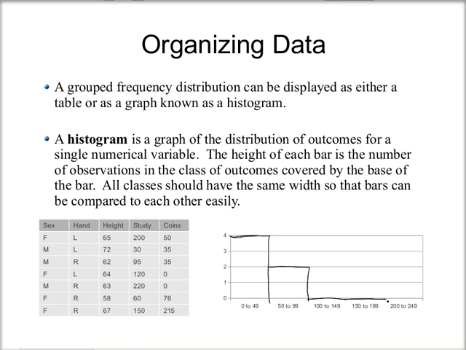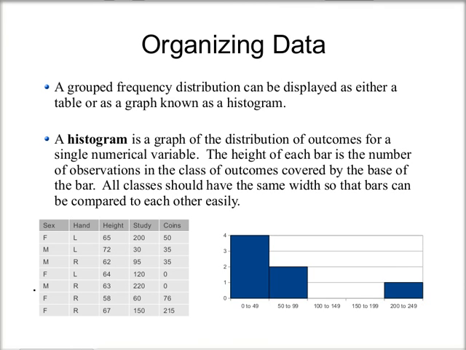And then from 200 to 249, I had one person fall into that interval, so I'm just going to draw a bar of height 1 there. So that gives me my histogram as just a visual way of representing the data that I had in my grouped frequency distribution chart. And here it is a little bit nicer so you can see it a little bit better.